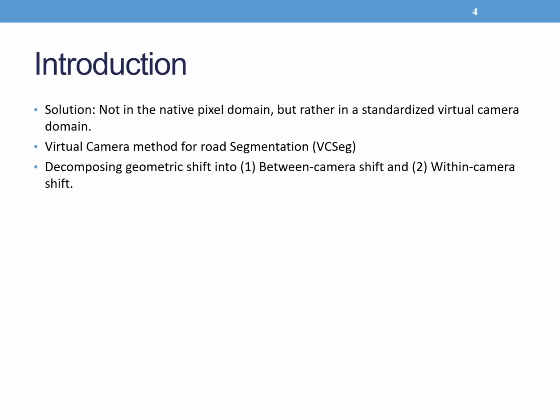However, for row segmentation, this may result in misregistration of the source structure between images. To address this problem, we argue that the training and inference should be performed not in the native pixel domain of the images, but rather in a standard virtual camera domain. Hence, we proposed a virtual camera method for row segmentation, VCSeg in short, that reduces shift both between and within cameras, leading to more stable and reliable segmentation performance.